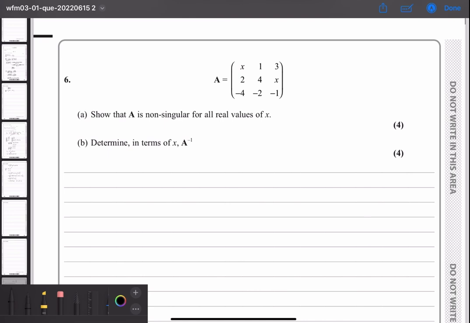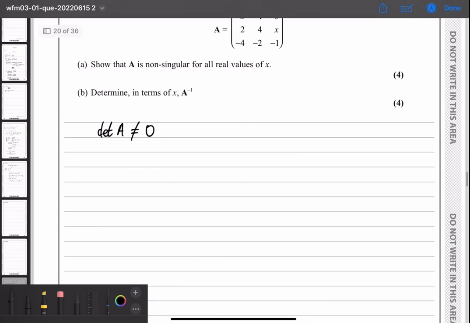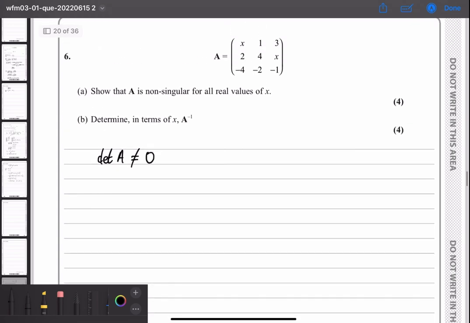If A is singular, then the determinant of A is equal to 0. If A is non-singular, then it is not equal to 0. So that's what we need to show for part A. To do that, we're going to have to find the determinant of A, which we've done in a previous question.